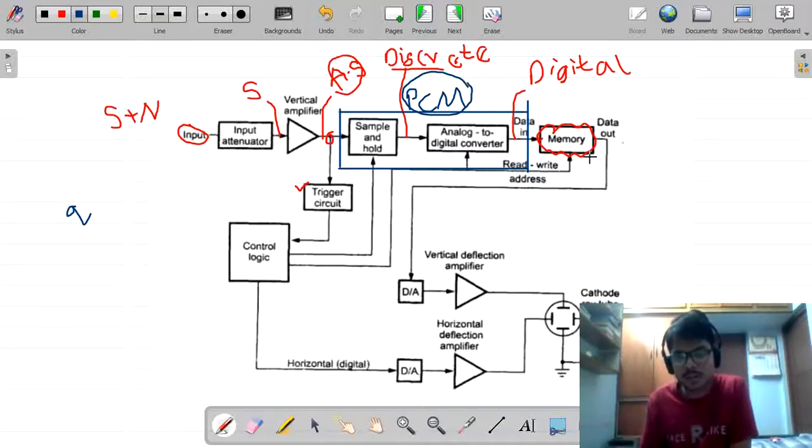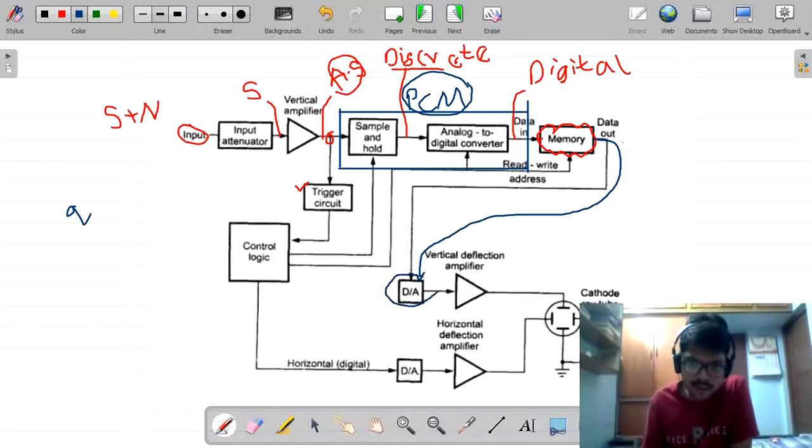Now what will happen? Now I have the digital signal in the memory, right? Now the digital signal is carried out and given to the digital to analog converter. What is the role of this D by A, digital to analog converter?